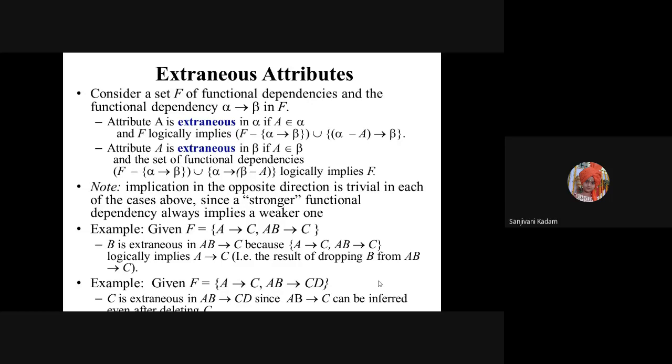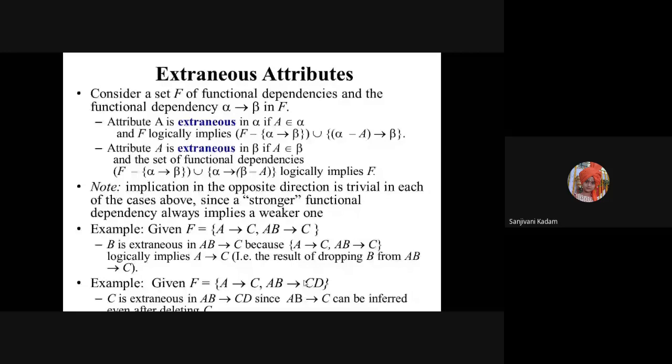In the last example, we can remove the C from the second dependency, but D we cannot remove. So here the problem is that D is dependent on AB both, but we already know that C is dependent on A, and that's why we can remove the C from the second dependency. And in the first case, we can remove B from the left hand side, and here we can remove the C from the right hand side.